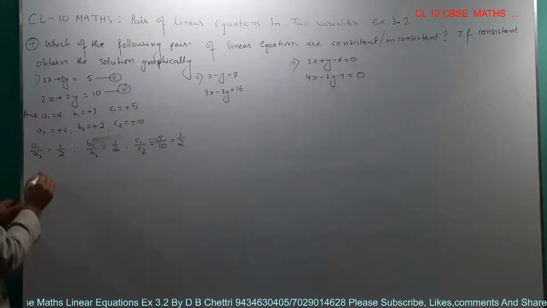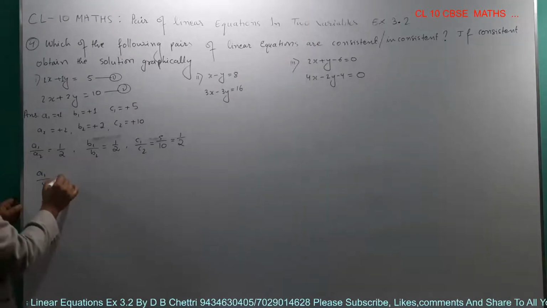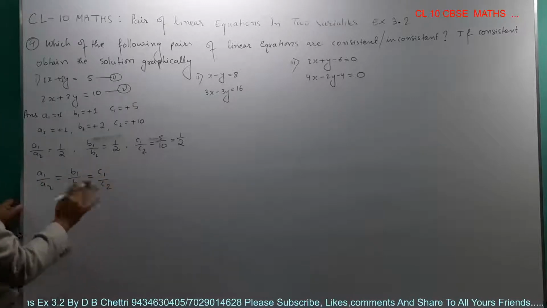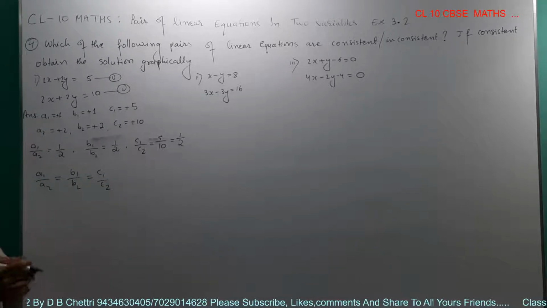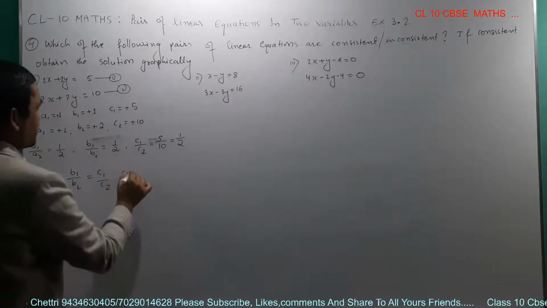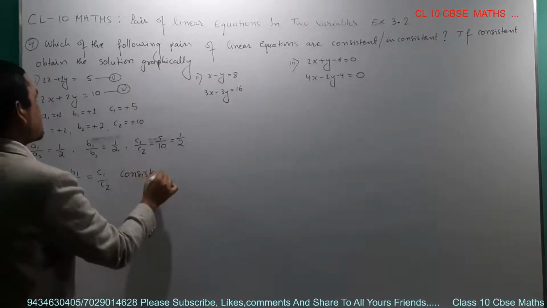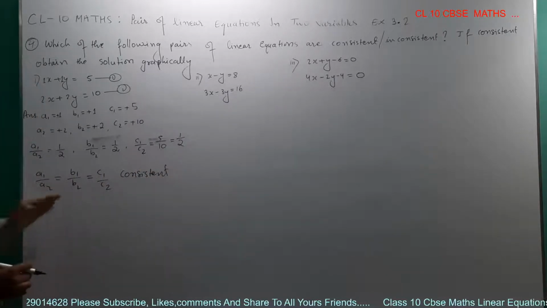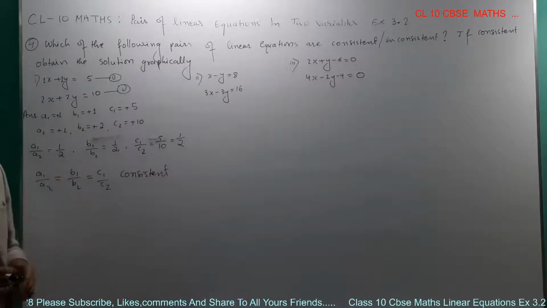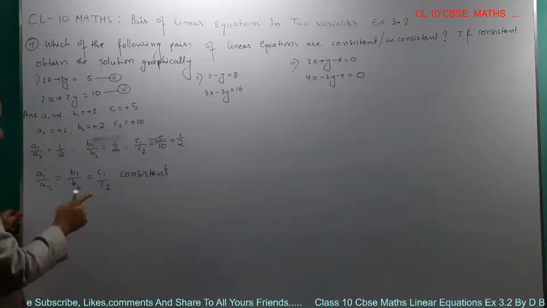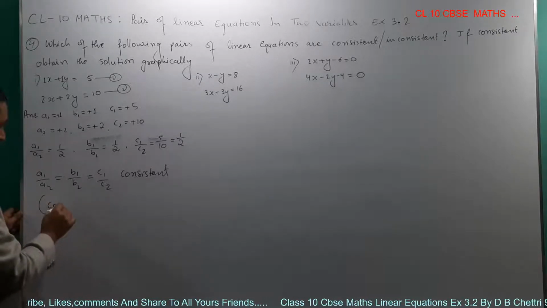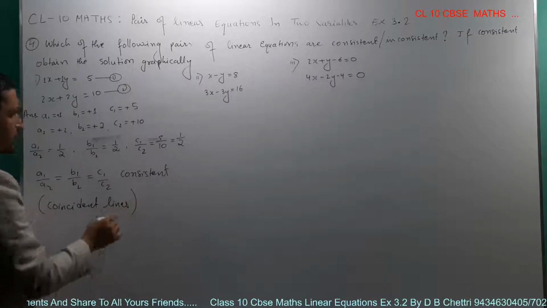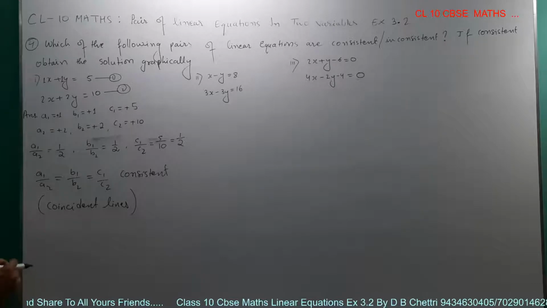That means A1 by A2 equals B1 by B2 equals C1 by C2. If all 3 ratios are same, it means they are consistent. And if we draw the graph of this type of equations, we will get coincident lines. That means the graph passes through the same points. The graph of this one is coincident lines. Okay? Let's draw the table.